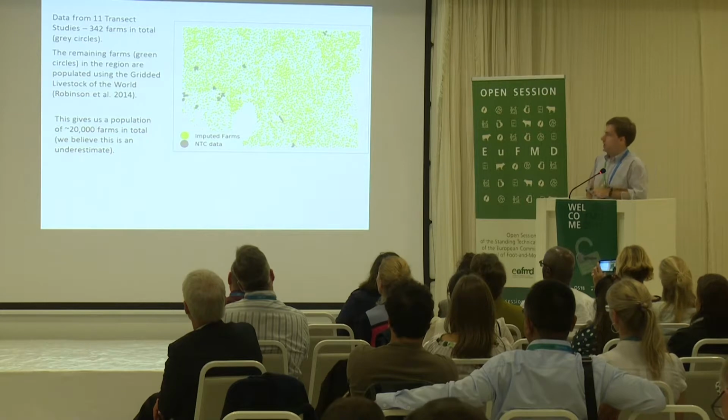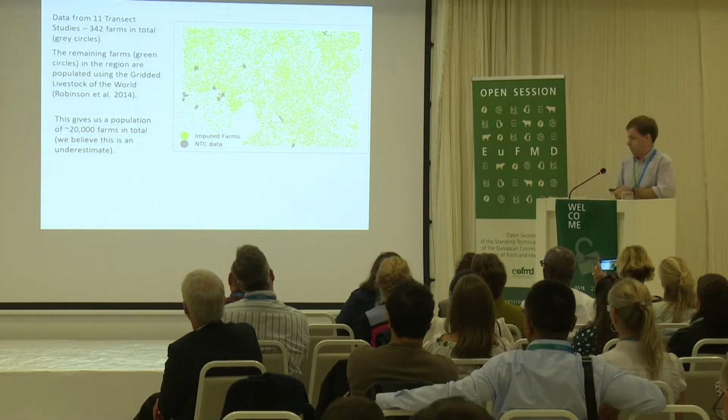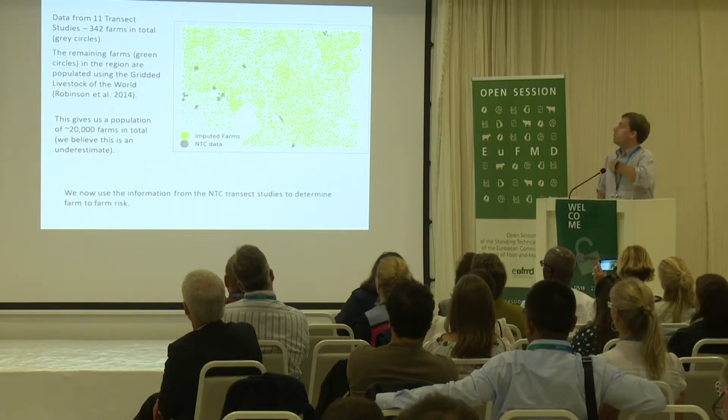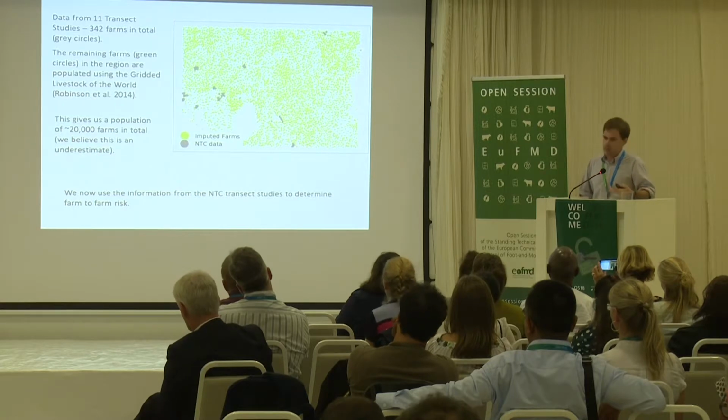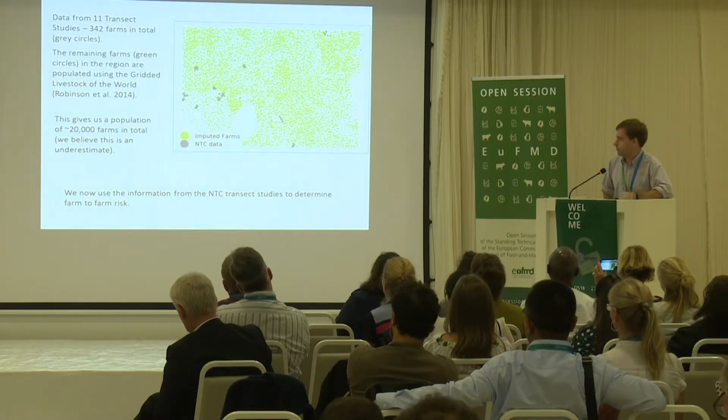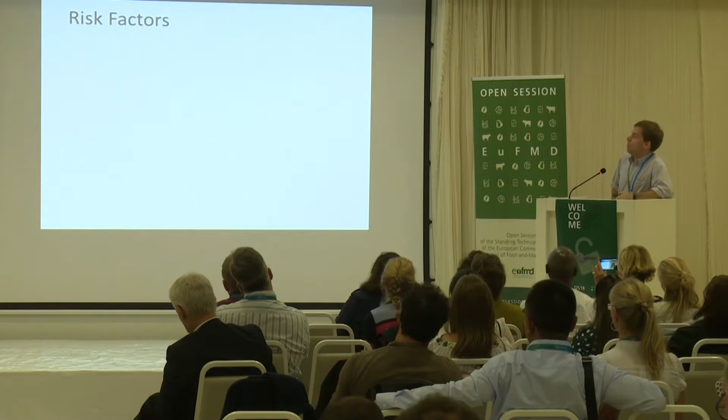Having talked to our colleagues at EuFMD, we believe this is an underestimate. So this is something we need to look at. And what we're going to do, having got this population database, is use the information from the transect studies to look at farm-to-farm risk. So, what we did was we asked a series of questions to the farmers when we went out interviewing them.